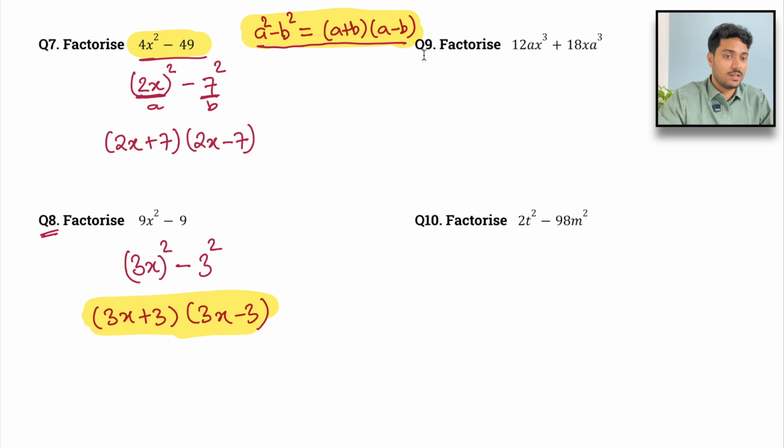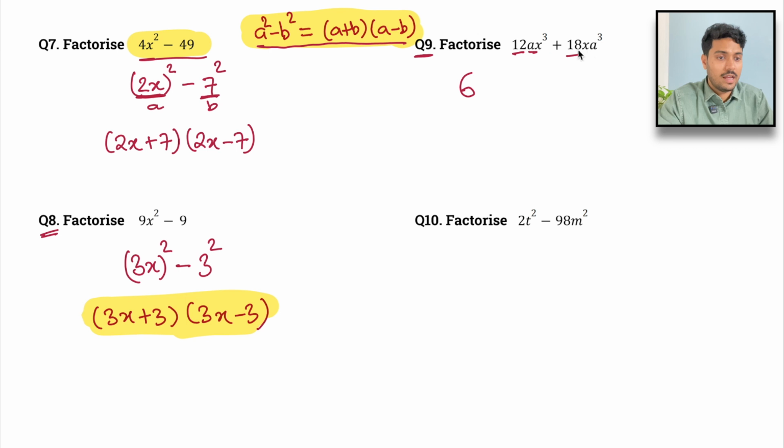Let's move on to question number 9. It says factorize 12ax cubed plus 18xa cubed. Now we have powers on different variables. We also have numbers here. We can check what is the common factor between both of these numbers, 12 and 18. The common factor of 12 and 18 is 6. 6 is the highest common factor, because next to 6 there is no common factor possible. We can take 6 common.